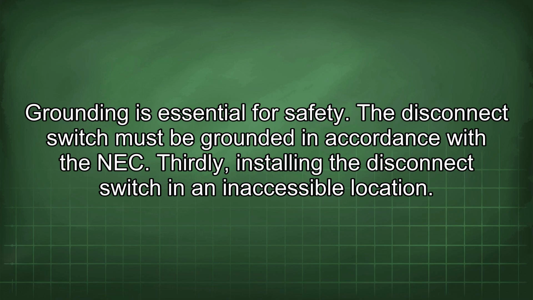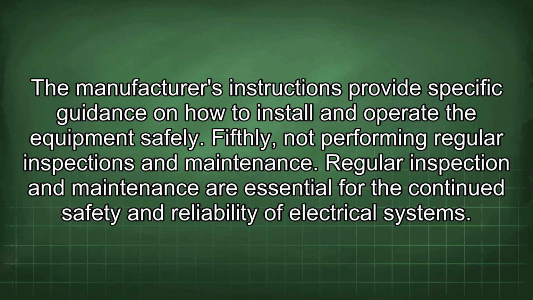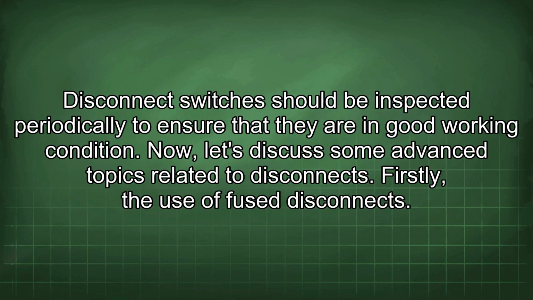Thirdly, installing the disconnect switch in an inaccessible location. The disconnect switch must be readily accessible for operation, renewal, or inspection. It should not be hidden behind equipment or locked away. Fourthly, failing to follow the manufacturer's instructions. The manufacturer's instructions provide specific guidance on how to install and operate the equipment safely. Fifthly, not performing regular inspections and maintenance. Regular inspection and maintenance are essential for the continued safety and reliability of electrical systems. Disconnect switches should be inspected periodically to ensure that they are in good working condition.